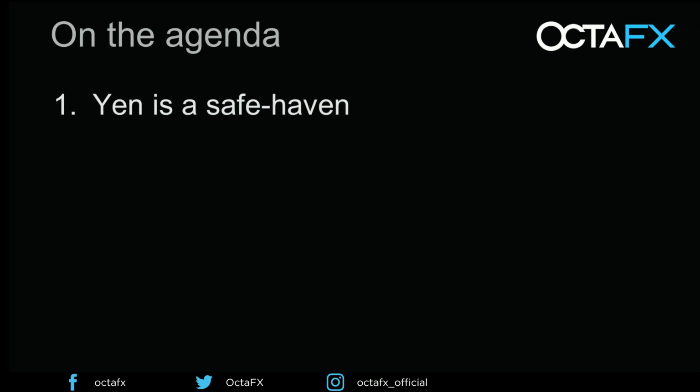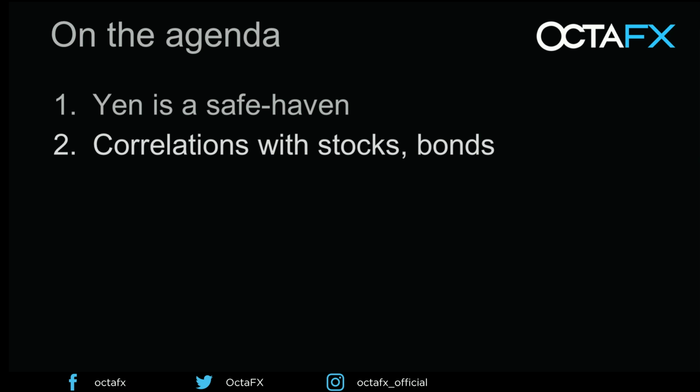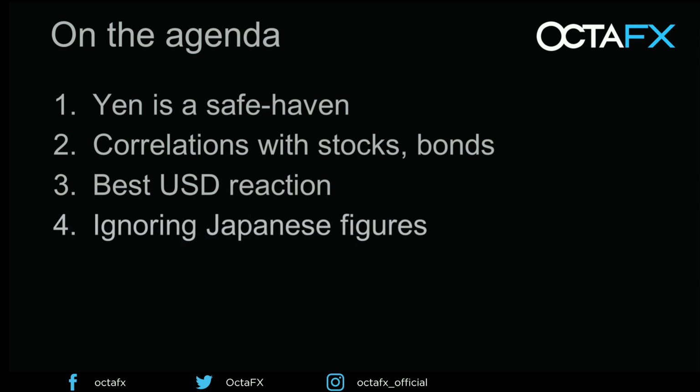We're talking about 5 fundamental topics. The yen is a safe haven currency. Correlations with stocks and bonds, so we get the bigger picture here. Why the dollar yen is the best for dollar reactions. On the other hand, why we should ignore Japanese figures, almost all of them. We'll discuss why and which ones, and why you should beware of interventions.